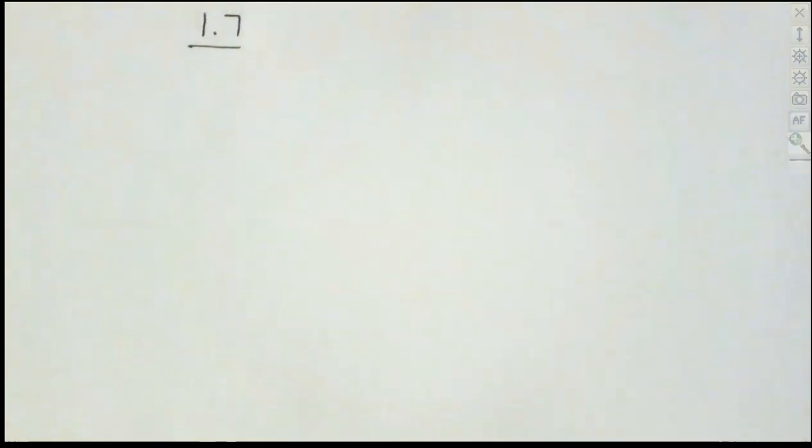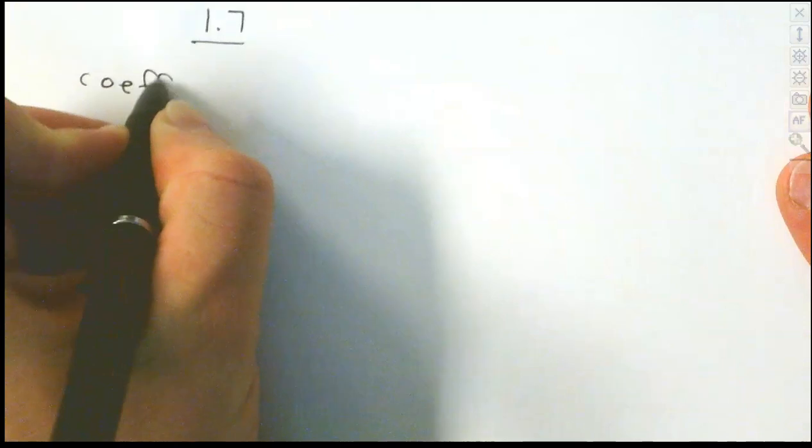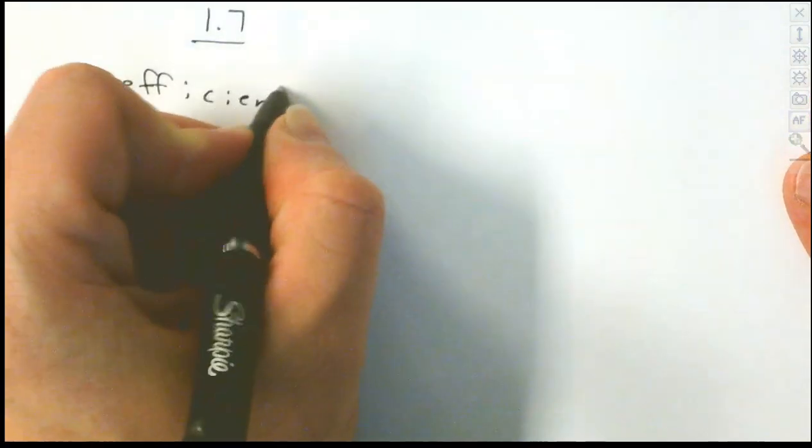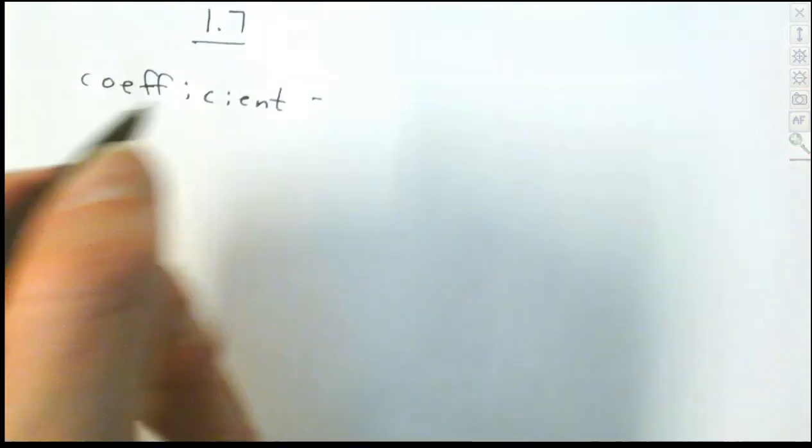1.7. And 1.7, we're going to be combining everything together. We're going to learn some new terms. And then we're also going to learn how to use all the properties from the last section together. So let's look at some new terms here. We're going to look at coefficient. And the coefficient is the number in front of the variable.